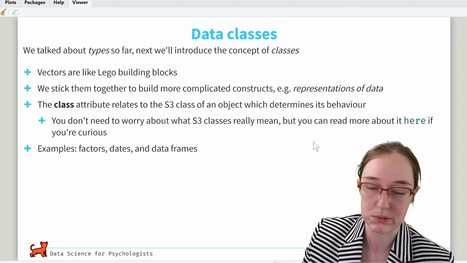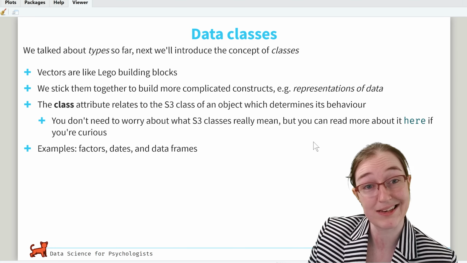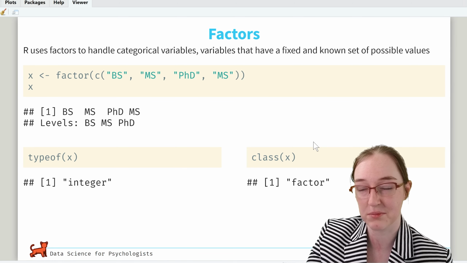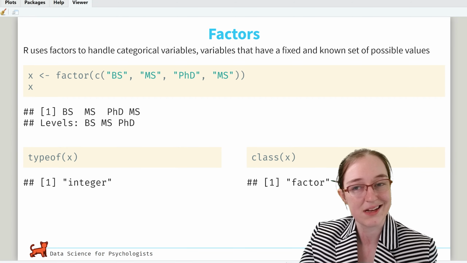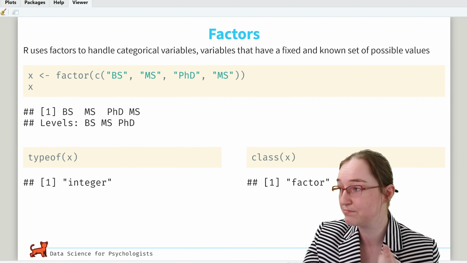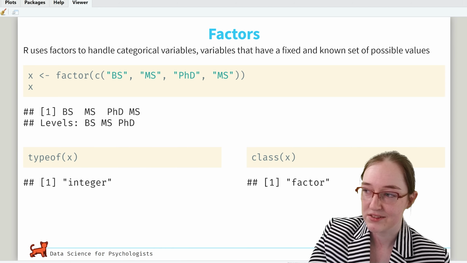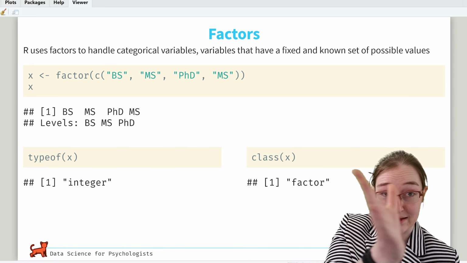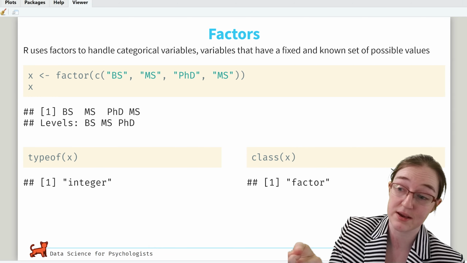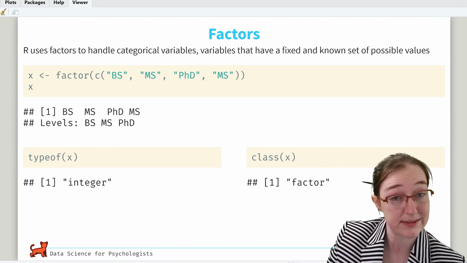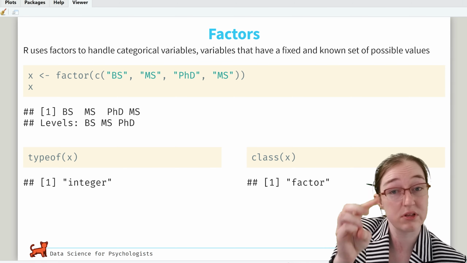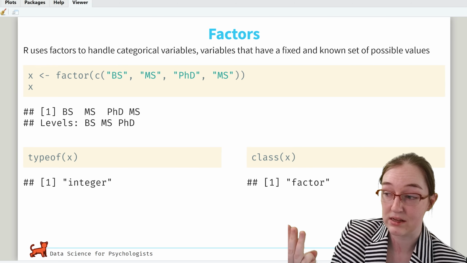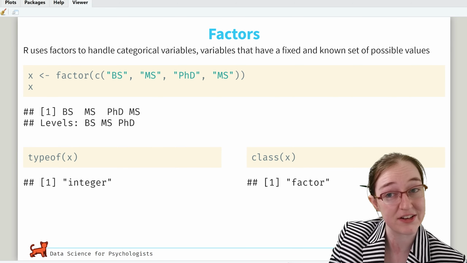The three data classes we're going to talk about are factors, dates, and data frames. R uses factors to handle categorical variables. These are variables that have a fixed and known set of possible values. For example, if we assign x as a factor to a concatenated chunk of BS, MS, PhD, and MS, it would tell us that x has 4 values, but only 3 levels. It'll also tell us that it is of type integer, but class factor.